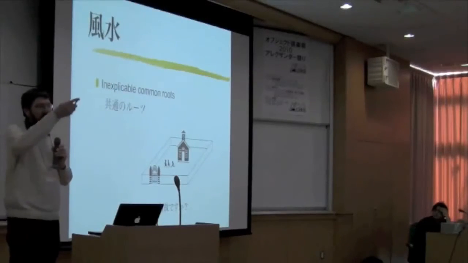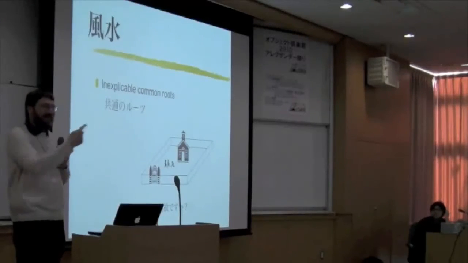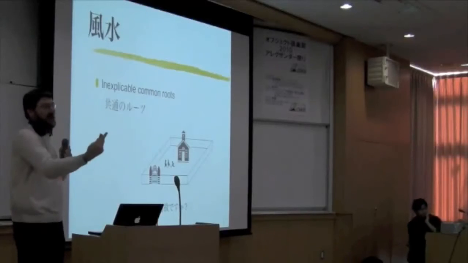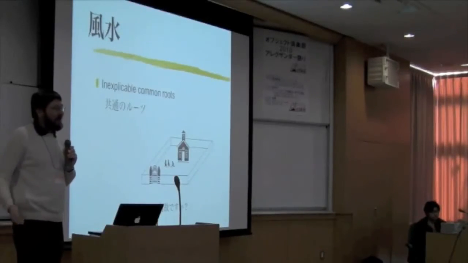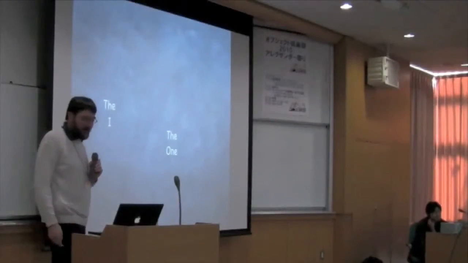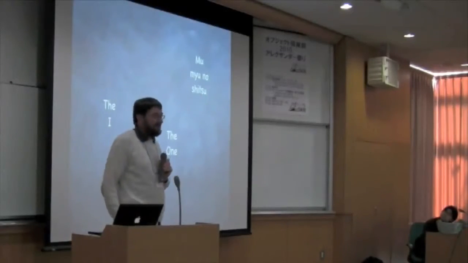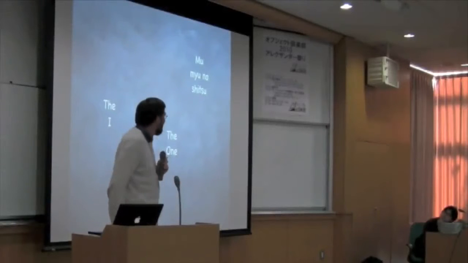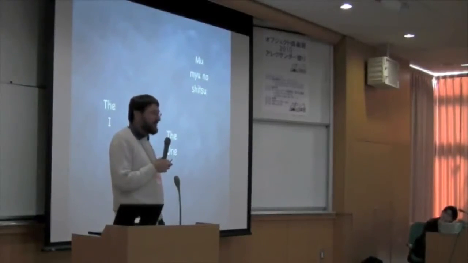So I think that's one of the reasons that Nakano-san and Sasagawa-san are here. And I look forward to this dialogue that we can have. I talked about this the last time I was here. There's common roots there. Why? Why? There's something very deep going on here. Alexander has called it the I. He's called it the one. He has called it the quality without a name, Mumyo no Shitsu.